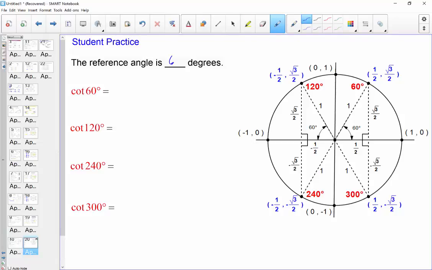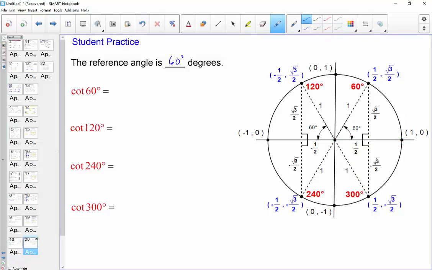We can see that our reference angle is again 60 degrees because we have a 60-degree angle in quadrant 1. We have a 120-degree angle in quadrant 2 with a 60-degree reference angle because 180 minus 120 is 60. We have a 60-degree reference angle in quadrant 3 because we're evaluating 240 degrees, and 240 minus 180 degrees equals 60. And finally, in quadrant 4, we're evaluating 300 degrees, so our reference angle is going to be 360 degrees minus 300 equals 60 degrees.